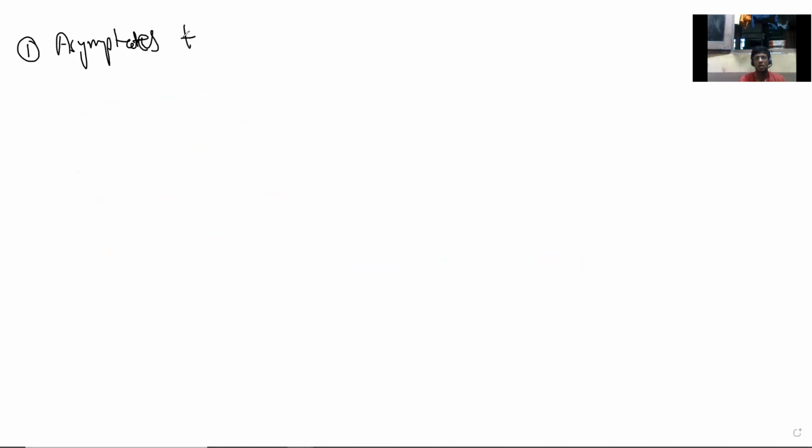Asymptotes to a function. When you see this phrase, what do you think? What does it mean to you? Asymptotes to a function. Just like a quiz, MCQ type question. Just one word, two words, a phrase. What does it mean to you? Okay, that's fine.